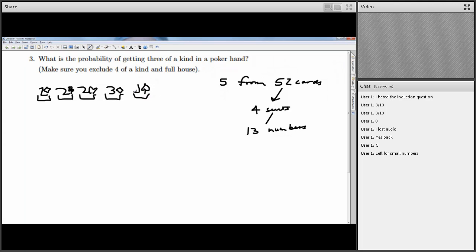In particular, in a 3 of a kind, these other numbers on the end can't be another 2, can't be a repetition of the first ones, and they have to be different. If they're the same, it's called a full house. If there were 4 2s, it's called 4 of a kind. So we want to exclude some of those particular cases. So what we do is work out the probability of this. What's the probability of a 3 of a kind?